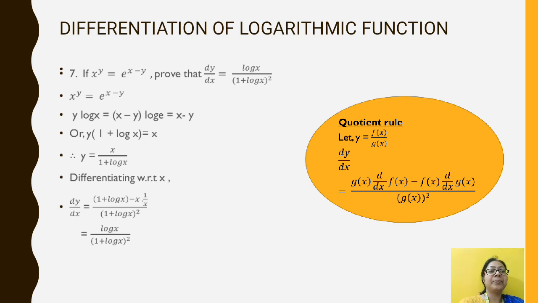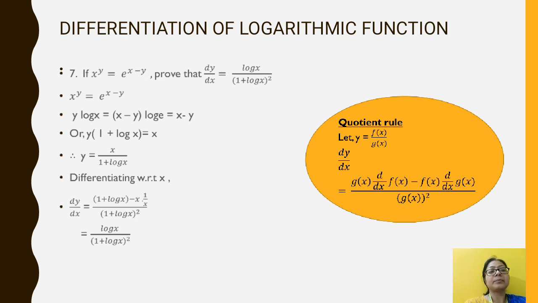Question number 7, that is x to the power y is equal to e to the power x minus y. So here we are taking log on both the sides. So on the left hand side y is coming in front, y log x is equal to, on the right hand side, x minus y is coming in front, log e base e, that is 1, so the answer is x minus y. So I have taken y on the left hand side, y log x plus y. So y common, inside the bracket is 1 plus log x, right hand side is equal to x. So y is equal to x by 1 plus log x.